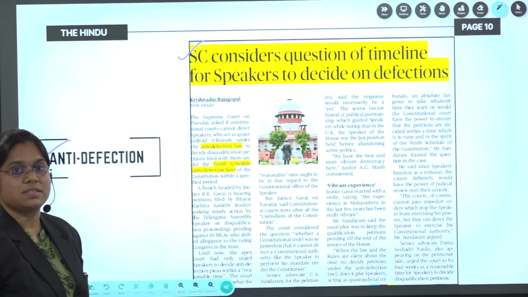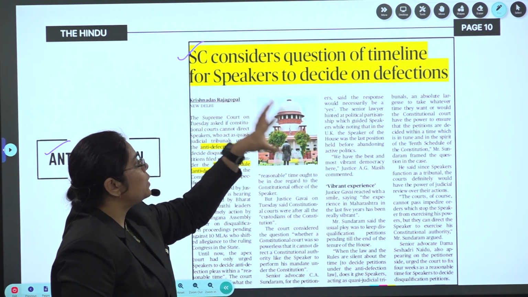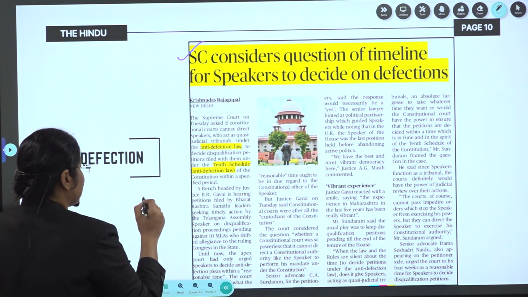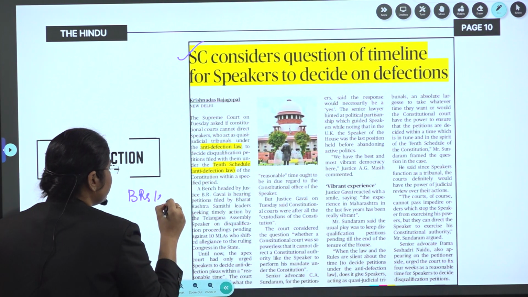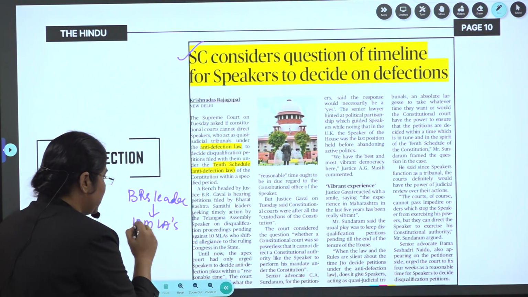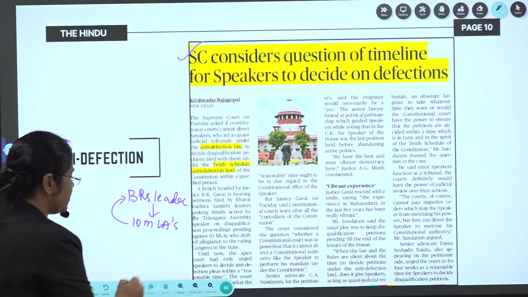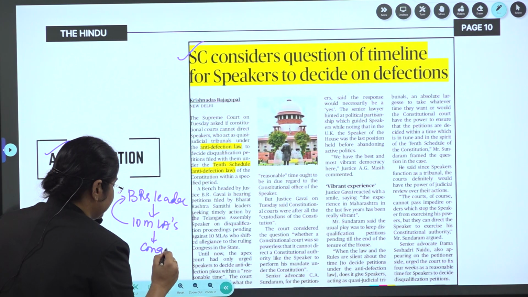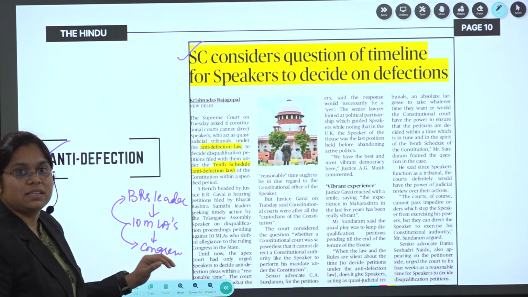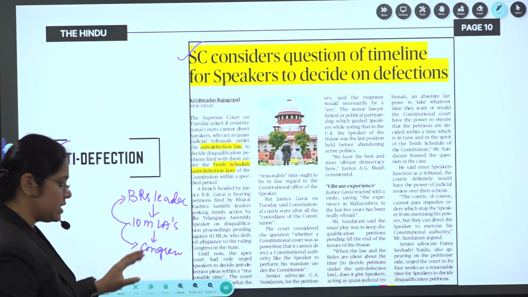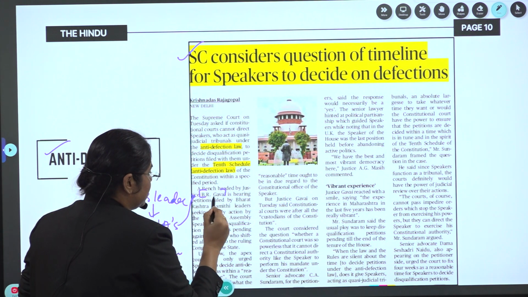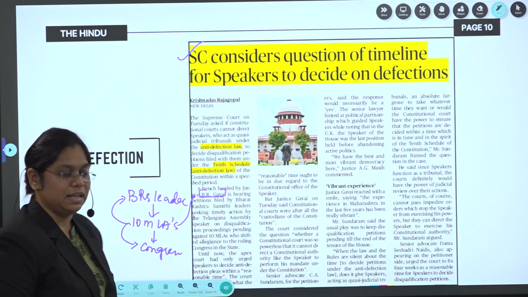Now, why is this anti-defection in the news? Because the Supreme Court is considering the question of a timeline for the Speakers to decide on defections. So basically, what happened is BRS leaders have filed a case against 10 MLAs who won in the BRS party and then shifted to the Congress party. They said that the anti-defection law has to be applied against them, and they have filed a petition in the Supreme Court. Who is heading that? B.R. Gavai is heading that. Okay.